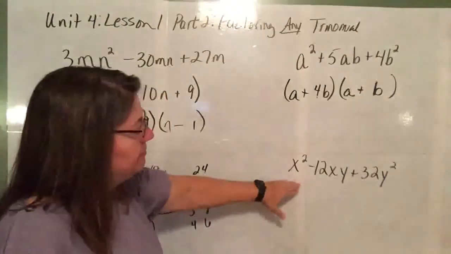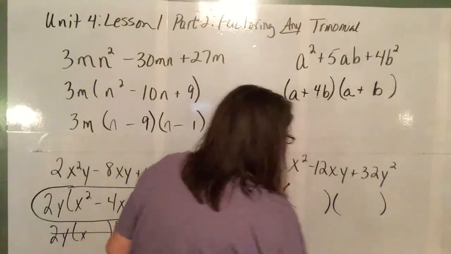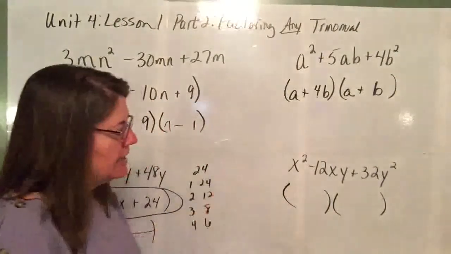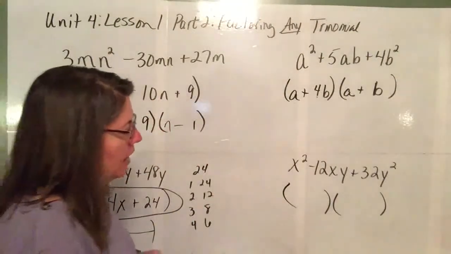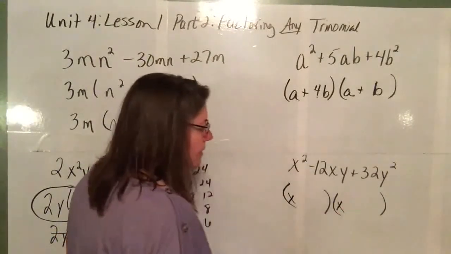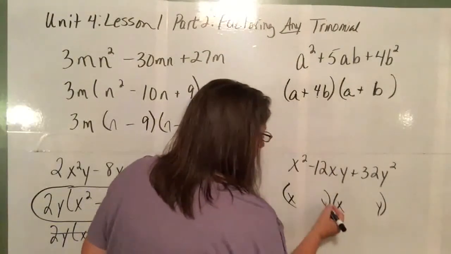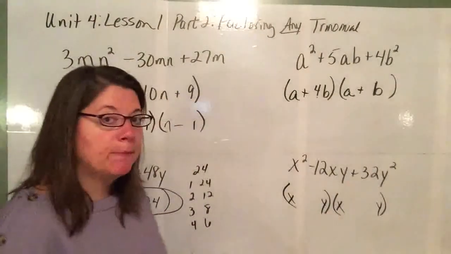So let's do another one. In this one, I know it's a trinomial. Doesn't look like anything comes out of the whole thing. The square root of x squared is x, so I have an x and an x. Here we have a y squared, so I know I'm going to need a y and a y. And then I could do my numbers.